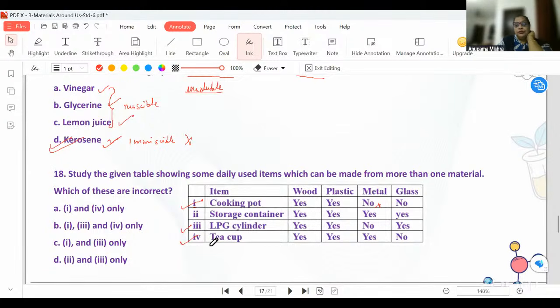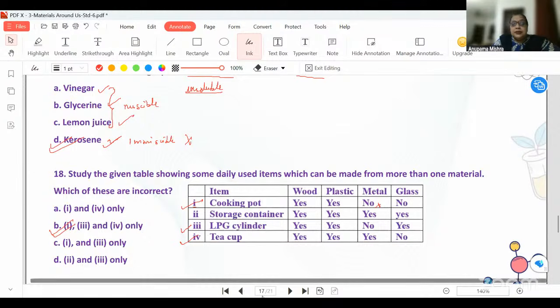Those who have not understood the question, just see here. Cooking pot can be made of metal also. Glass we cannot use. Then storage container, all four are possible. LPG cylinder, we require metal and they have given plastic and wood. Totally wrong. Then the teacup can be made with glass also, but they have not given it. So that is why 1, 3, 4 is the correct answer. These three are the incorrect ones.